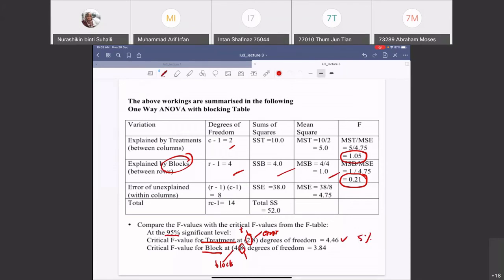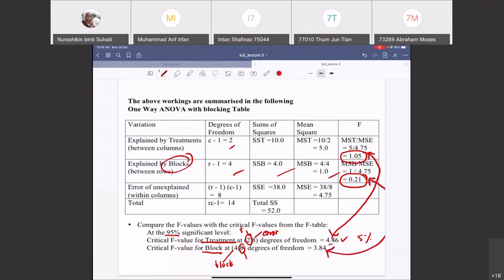Okay, so it means that you would have two critical F values, where you will compare those values with the calculated values. So you compare like the critical F value for the treatment, 4.46. You compare this one with this one only. Okay, you have to match it correctly as well. This one with this one.